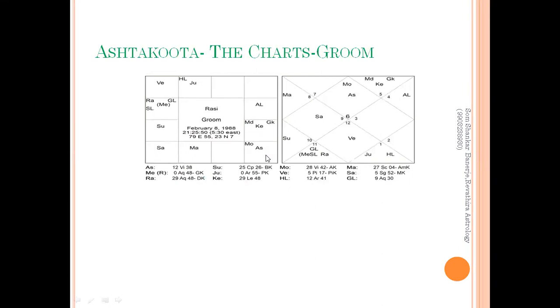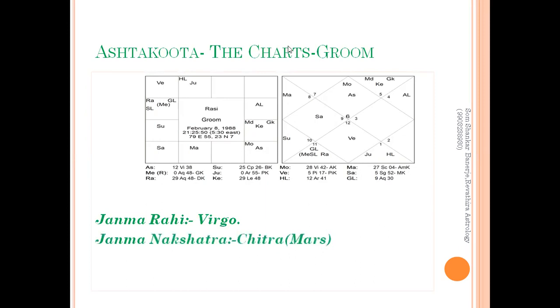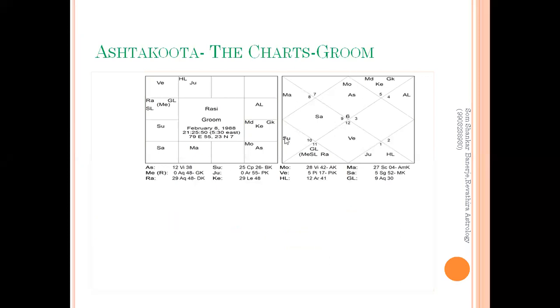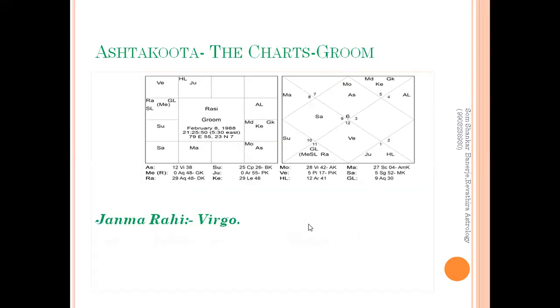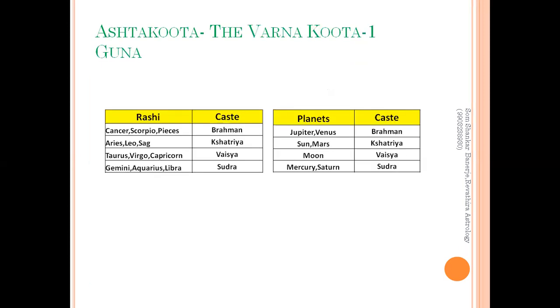This is a groom's chart. So you see the Janma Rashi is Virgo, Kanya, and the nakshatra is Chitra, which is of Mars. So basically, what we have seen is the bride is Leo and Uttara Phalguni, and the boy is Virgo and Chitra. These are the details. With these details, we are going ahead.